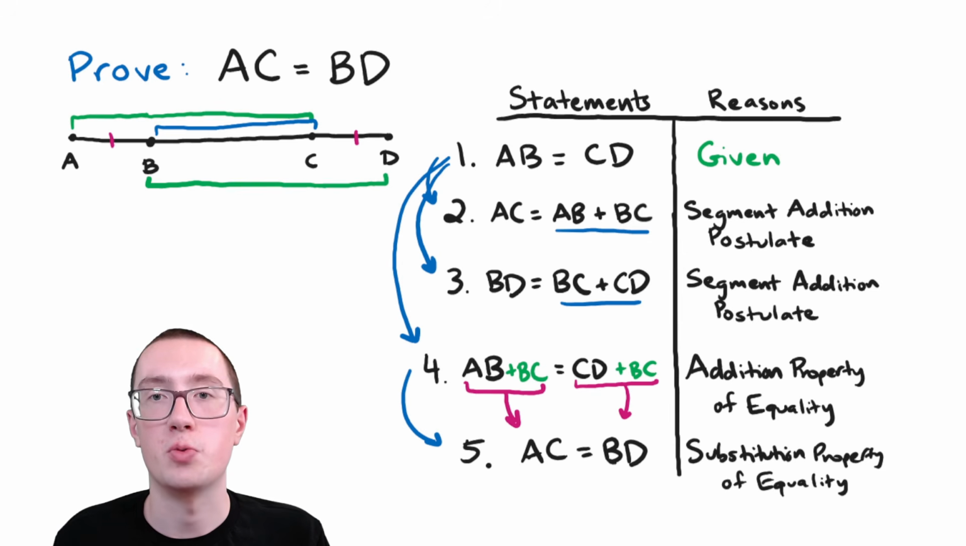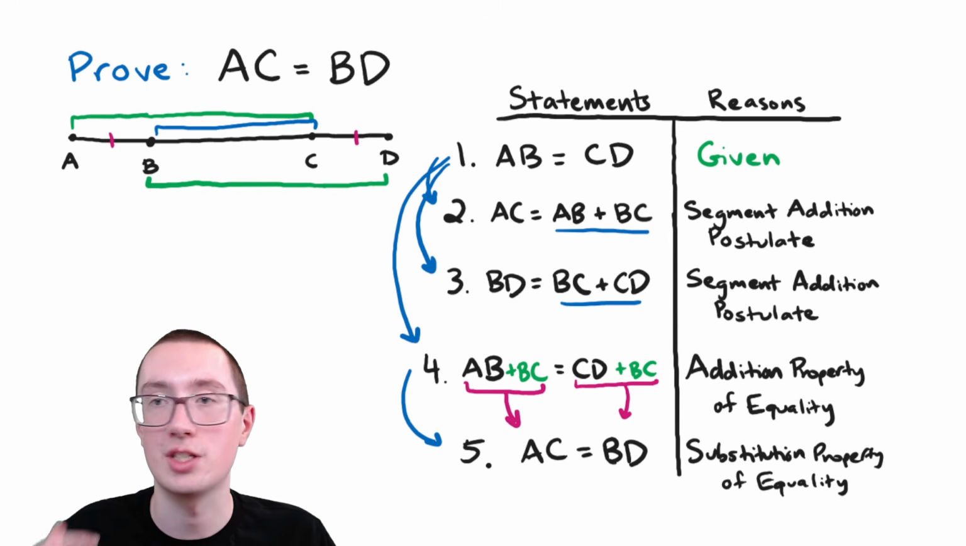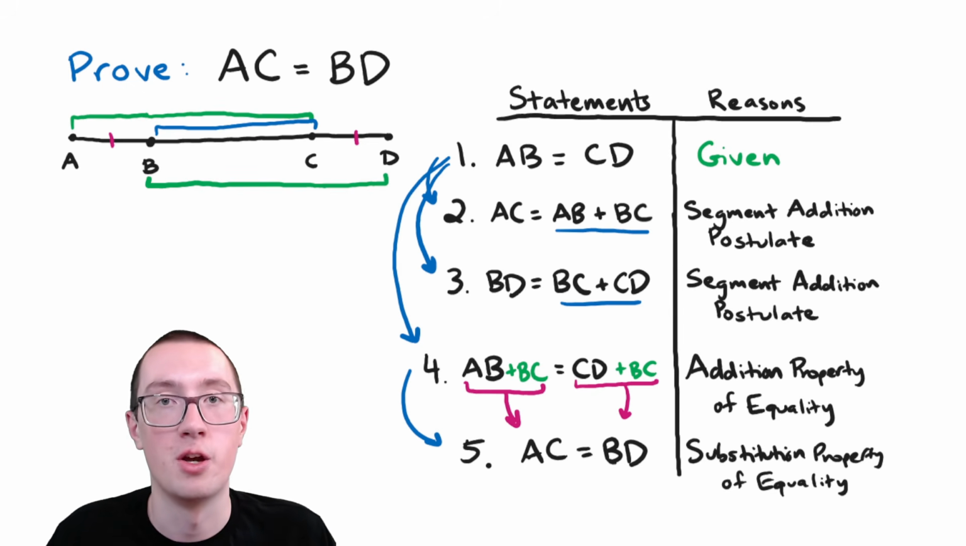So if you've never seen a proof before, this was probably pretty mind-boggling and you're probably still confused. So honestly, the best way to get better at proofs is to just keep seeing more and more proofs. And chances are in your geometry class, you'll probably be seeing a lot more of these. So the more that you do them, the more you'll get used to them. Practice is key. So that was how to write a 2-column proof in geometry.